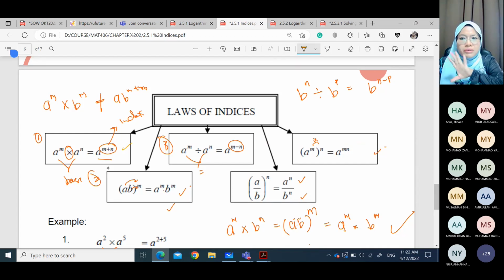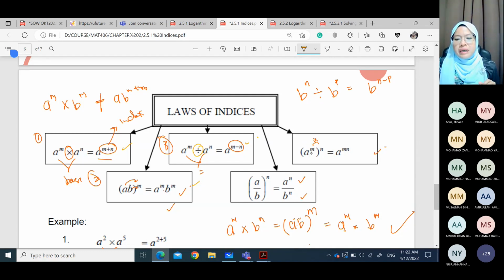Okay, so base sama darab. So dia punya operasi bagi indeks dia tambah. Untuk darab, AB to the power of M means that A power of M times B power of M. So bila dia melibatkan operasi bahagi, base dia sama, so indeks dia akan jadi tolak. So untuk yang ini, A over B, the whole thing, semua sekali kuasa N, sama juga dengan A power of N over B power of N.